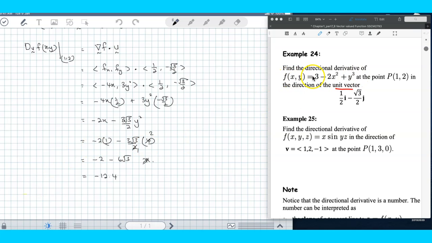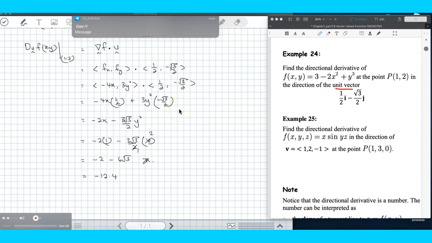Okay. So in this case, if you're talking about the slope, we know that if you are on the surface at the point 1, 2 in the direction of the given unit vector, the slope is negative, meaning that we are going down. Or maybe we are talking about the rate of change, so the process, let's say the chemical process, using that direction at this point is decreasing. Okay, so that is for example 24.